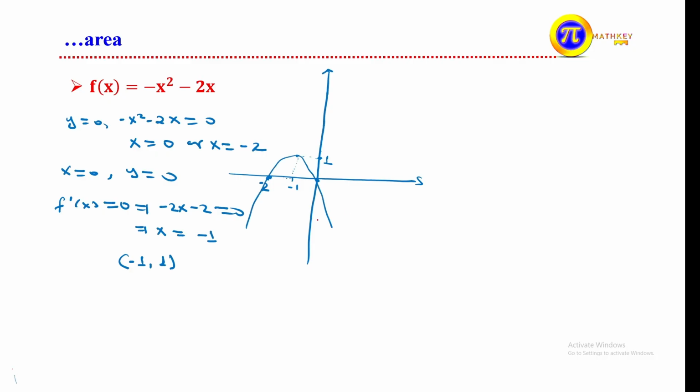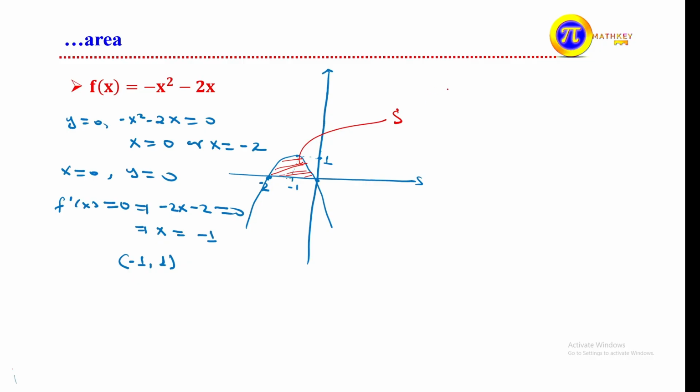So, what are we asked? Since it is the area between our graph and the x-axis, we can have this area. So, this is our S. This is what we want to find. How do we find this?